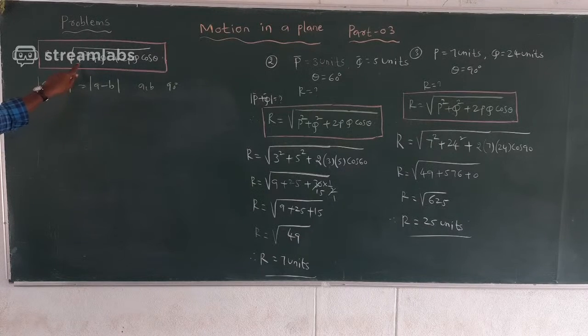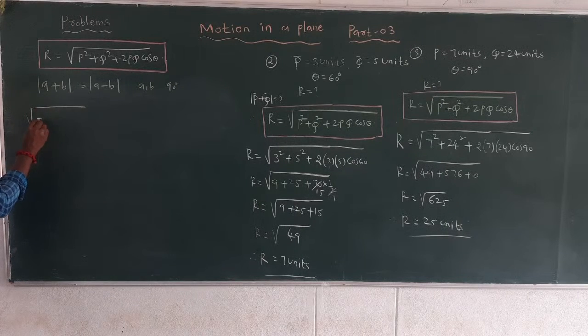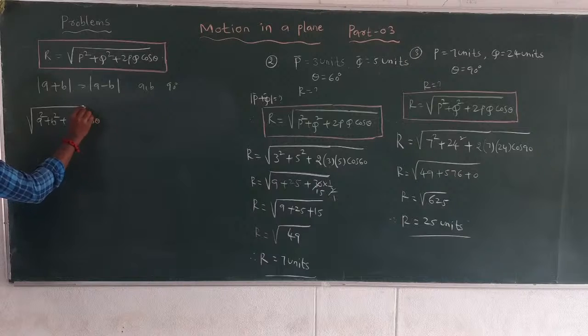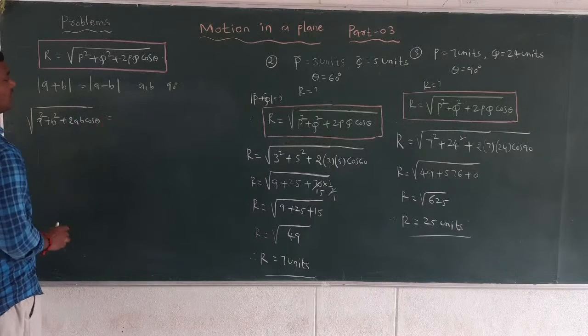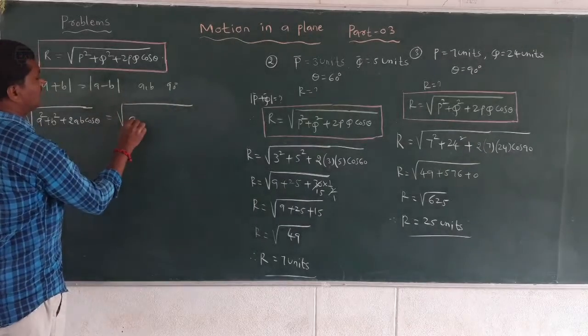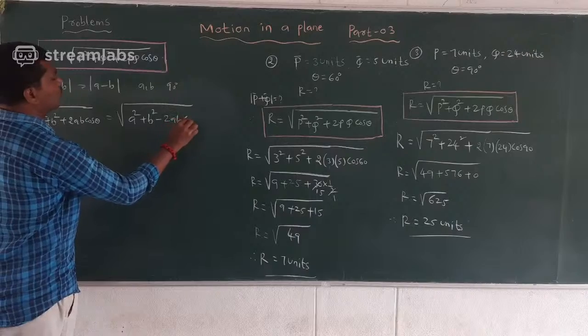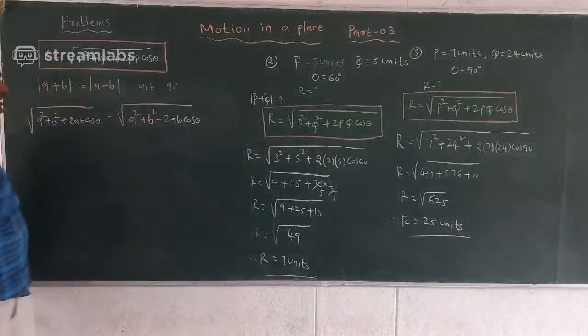So now we will go for this. This is the PQ, mod of P plus Q. So we can write under root of P square plus Q square plus 2PQ cos theta. Instead of PQ we can take A and B. So I will write under root of A square plus B square plus 2AB cos theta is equal to mod of A minus B. So I can write A square plus B square minus 2AB cos theta.